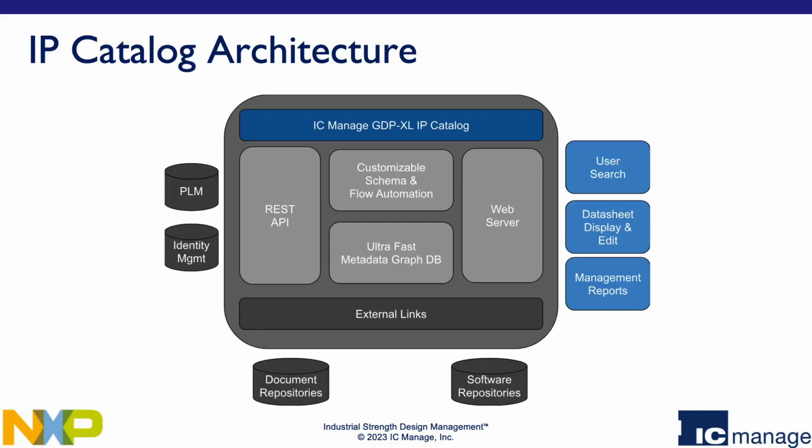This diagram shows the IP catalog server architecture, which has a number of embedded services and interfaces to external systems. On the left side, NXP's PLM and identity management systems have live data access connections. On the right side are user interactions, web pages for search and IP datasheets, and report pages. On the bottom, links to external documentation systems and software repositories that are embedded in the IP datasheets as well.